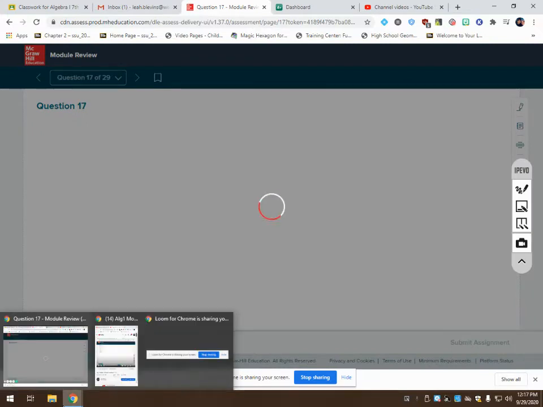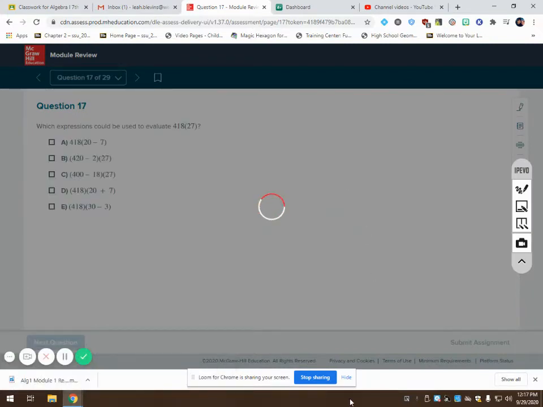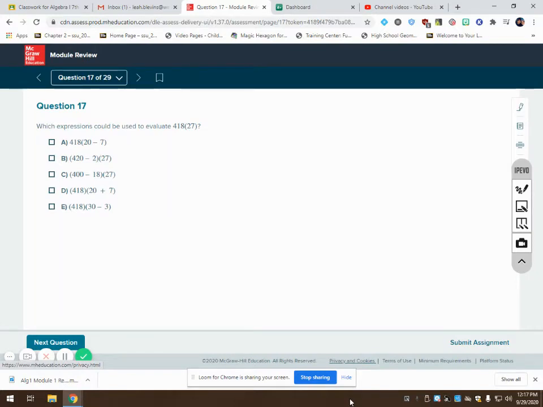Number 17. Number 17 wants to know which expressions could be used to evaluate 418 times 27. Now looking at A, this is 418 times, if I was to simplify this, 418 times 13. So I know that's not true. This is 418, if I simplified it, times 27. That works. This is 400 minus 18. That's not going to be 418 times 27, so not that one. 418 times 20 plus 7. That works. That's 27. And 418, this is 27. So that works.